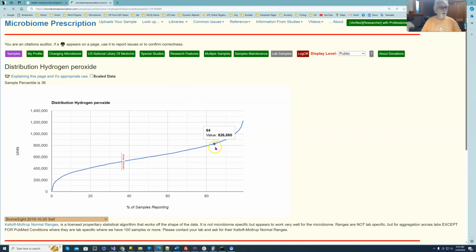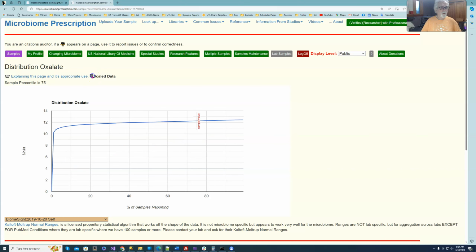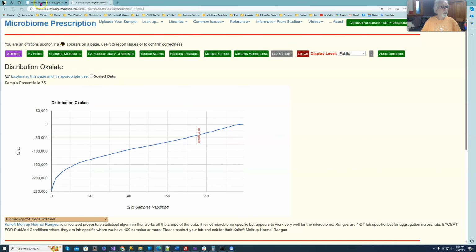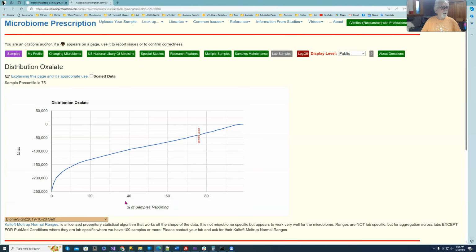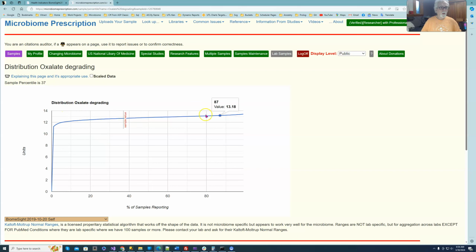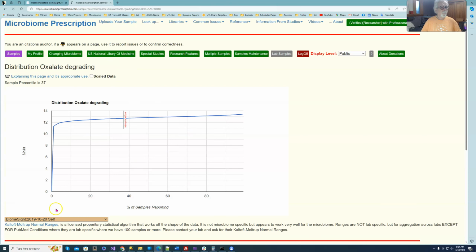Oxalates. So this is the amount of oxalate that's being produced, and oxalates are connected to kidney stones. Oxalate degrading: I'm in the middle range. If I was in the bottom range, then the oxalate degrading could be a warning flag of the risk of kidney stones. And then we have histamine producers, which is similar as before, oxalate degrading, okay, and vitamin K2.